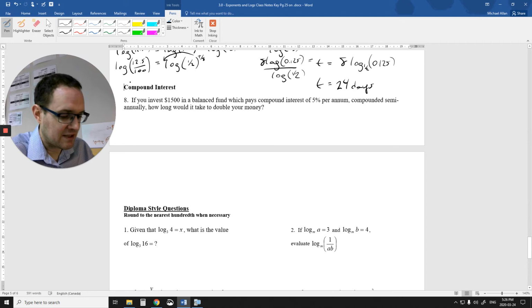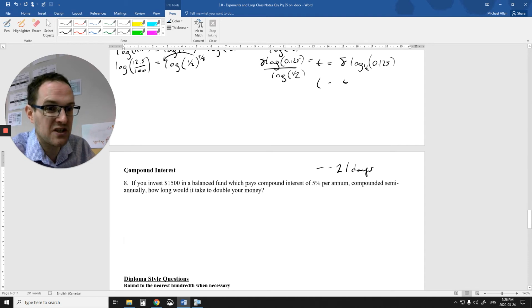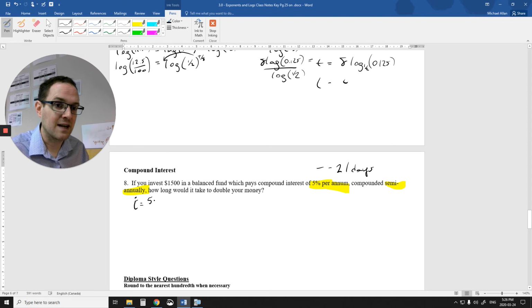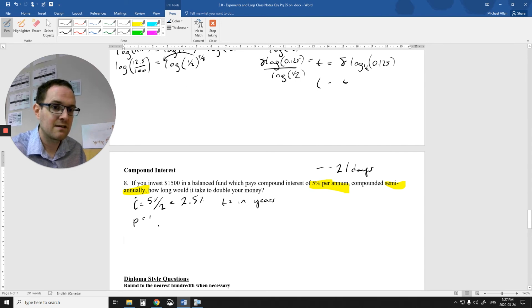Okay. Sometimes you get these compound questions. Remember we talked about these compound questions. Pretty much the only trick about these compound questions is how the interest changes. Here you can see it's 5% per year, but it's compounded semi-annually, so that's twice a year. So my interest is not just 5%, it's 5% divided by 2, so it's 2.5%. My period is a half, because it takes place every half a year. If I'm assuming t is in years, then my period is half a year. That's my period.